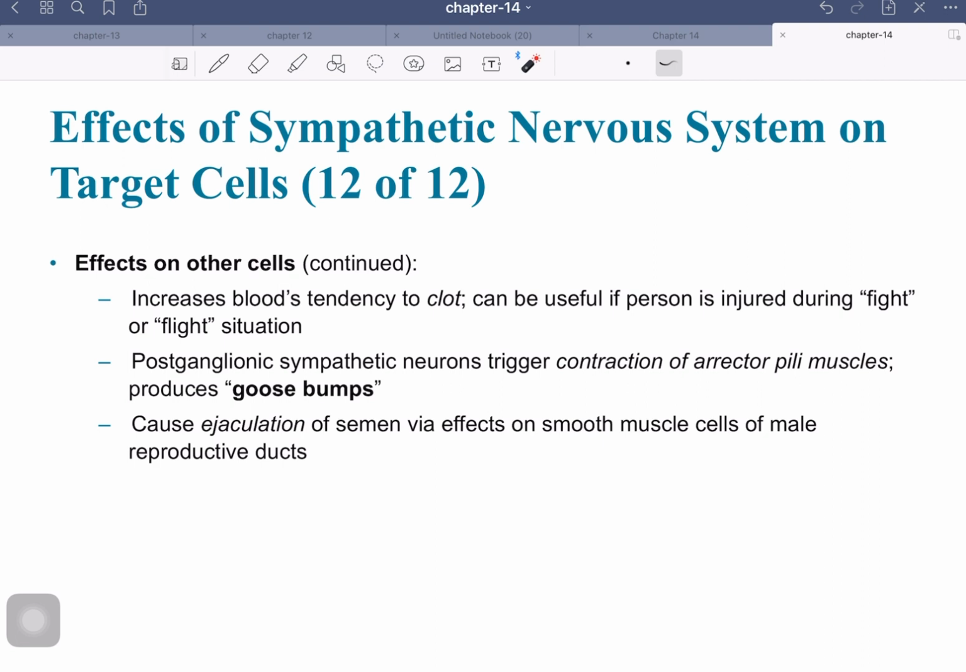The other thing is that the post-ganglionic sympathetic neurons trigger the contraction of these little muscles associated with the hair on your body. And these are called the erector pili muscles. And these are the ones that produce goosebumps. So yes, sympathetic activity can lead to goosebumps. And also, it can cause ejaculation of semen because it affects smooth muscle cells in the male reproductive ducts, and this helps to propel the ejaculate.